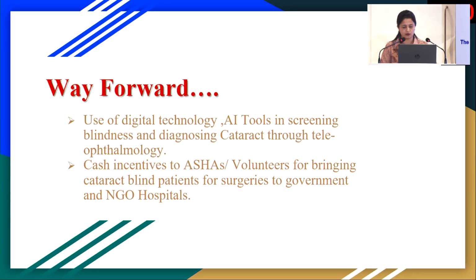Now, what is the way forward? As everybody was emphasizing telemedicine, we also want to use digital technology and AI tools in screening blindness, and diagnosing cataract through teleophthalmology. Also, we want to give cash incentives to ASHA workers and volunteers for bringing cataract blind patients for surgeries to government hospitals and NGO hospitals, because we all know that the periphery still remains missed out. We are still getting hypermature cataracts, so we are very proactive in getting those cases well on time.